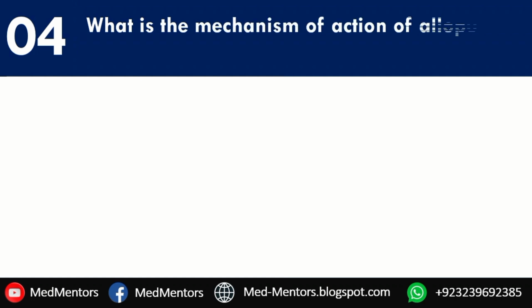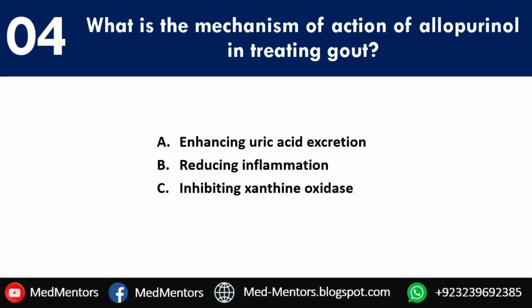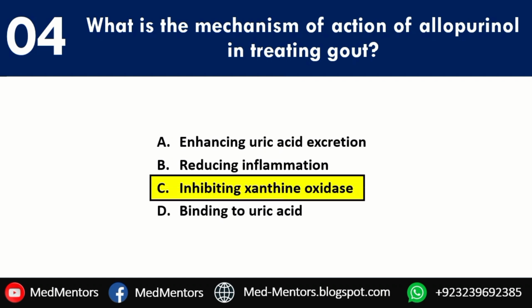Number 4. What is the mechanism of action of allopurinol in treating gout? Option A. Enhancing uric acid excretion. Option B. Reducing inflammation. Option C. Inhibiting xanthine oxidase. And option D. Binding to uric acid. Correct option is inhibiting xanthine oxidase. Allopurinol inhibits xanthine oxidase, reducing uric acid production and preventing gout attacks.